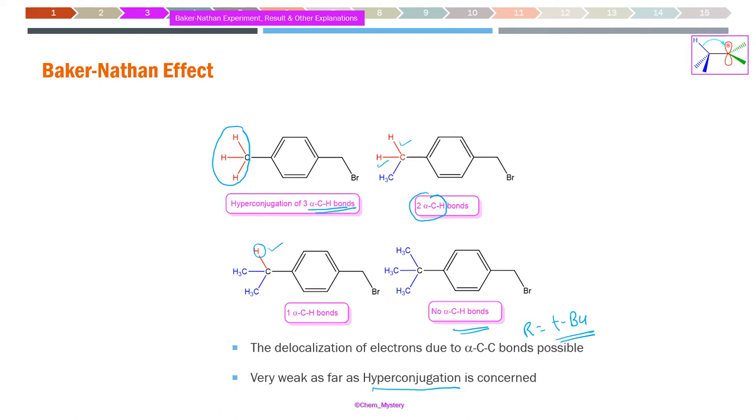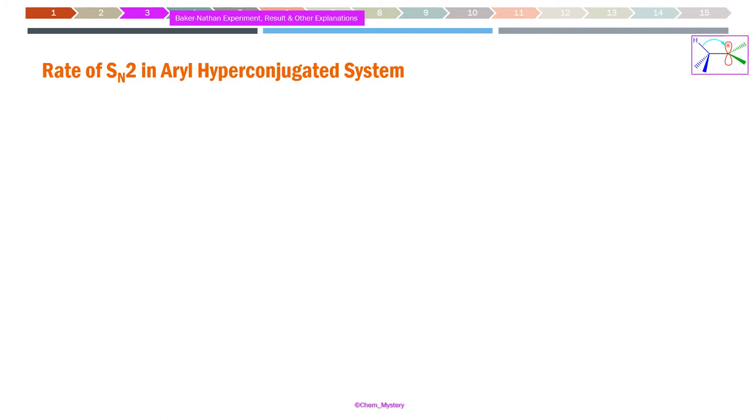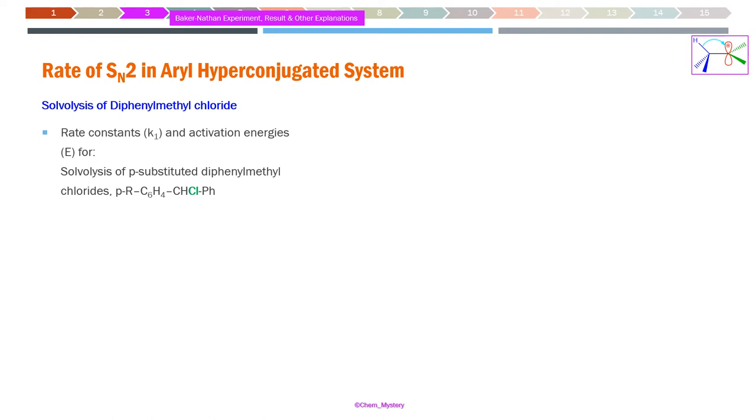Now we are going to see some of the data which was quoted by Baker and Nathan in their experiment when they were doing this reaction for aryl hyperconjugated systems. Basically, they chose a compound where two methyl rings were attached and there was one alkyl group, CHCl, present. The reactivity of Cl was getting modified when the para position of this phenyl group was substituted by this alkyl group. Over here, the alkyl groups were basically changed from hydrogen to t-butyl, as we have seen earlier.